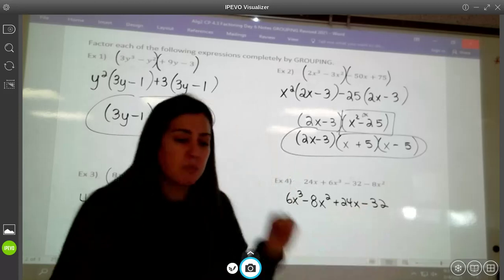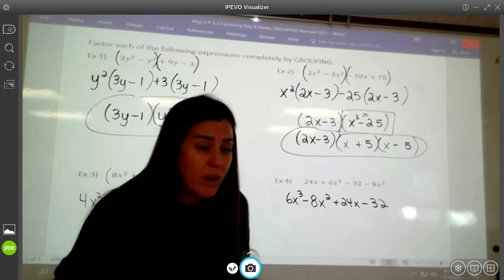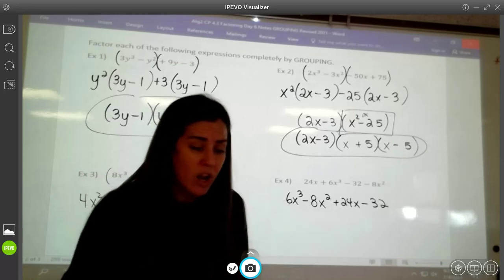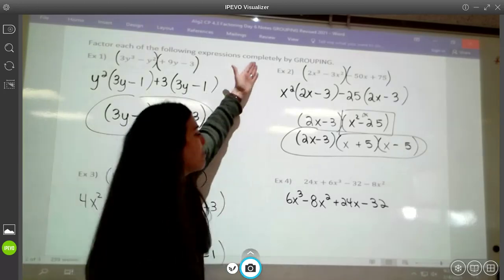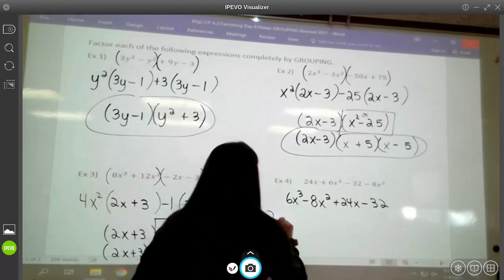This problem has a beginning GCF, so we want to take it out. We always take GCFs out in the beginning if there is one. Otherwise, when we get to the end, we might not be factored completely. So let's take the 2 out right now.